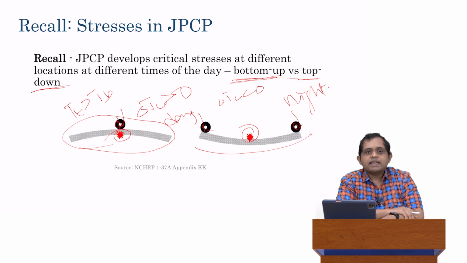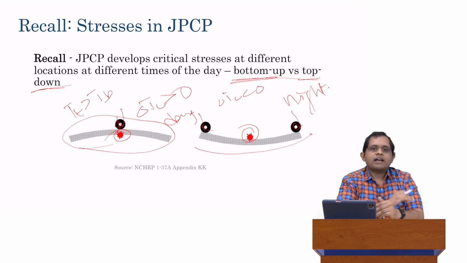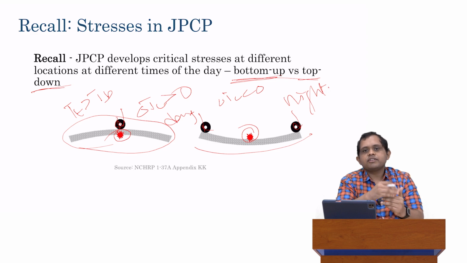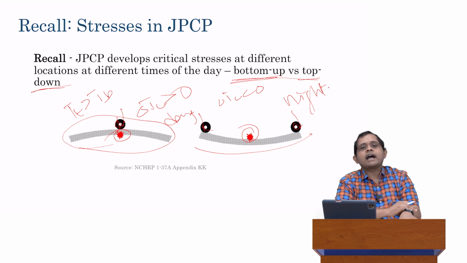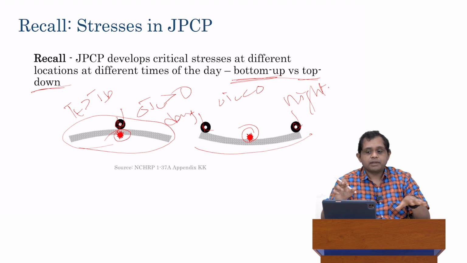The thing to understand in JPCP, and we'll come back to this subsequently, is that we actually have to do two sets of analysis. We have to separately analyze bottom-up cracking and top-down cracking. As we calculate from the EICM, we get the temperature distributions. We split the temperature distribution into components, get the equivalent linear temperature distribution, and from there we get ELTG, or this delta TL. Depending on whether it's positive or negative, we decide whether to analyze it as a bottom-up case or as a top-down case, and we do the analysis separately.